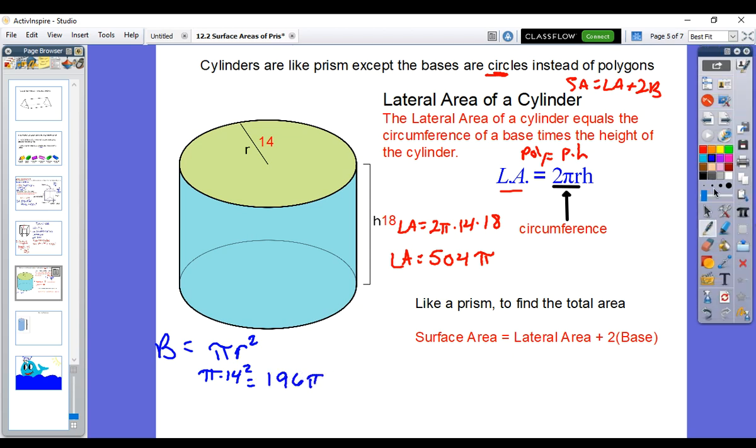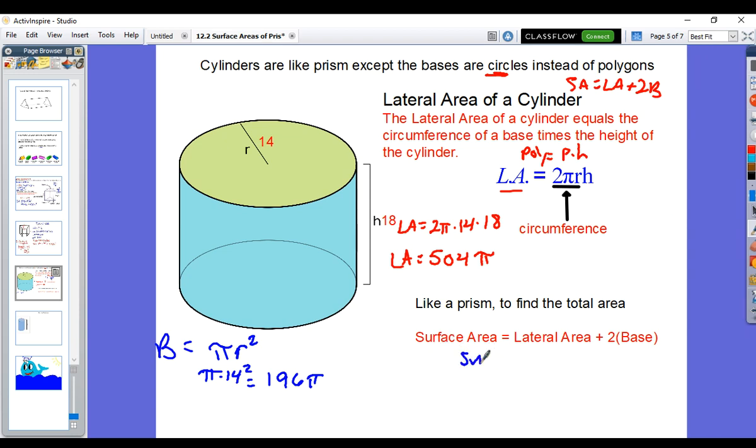So let's put that together now. Surface area equals our lateral area, which we found to be 504 pi, plus 2 times the base area, which is 196 pi. We have two circles, two bases, so 196 times 2, we get 392. Make sure I got the right number. So we got 504 pi plus 392 pi. We add those up, and we end up getting surface area equals 896 pi. Now, if we were keeping it in terms of pi, we'd be done there, units squared.